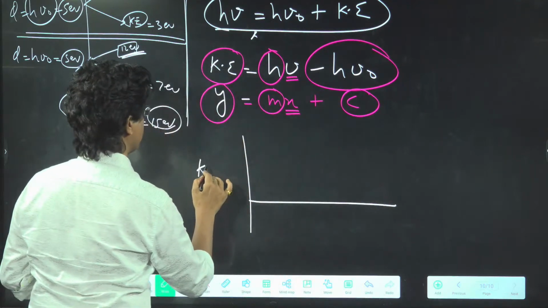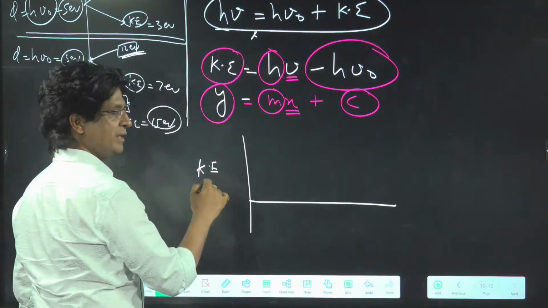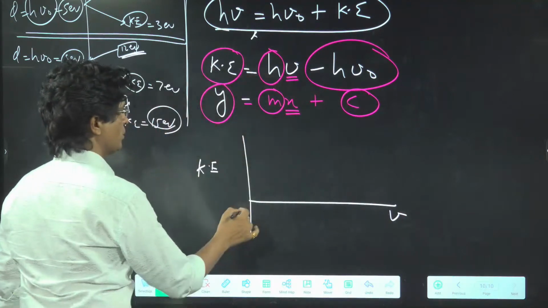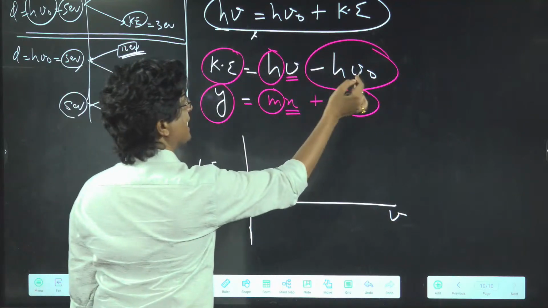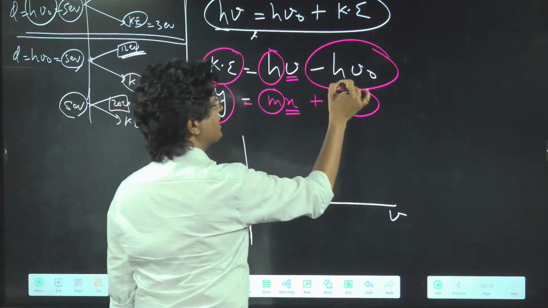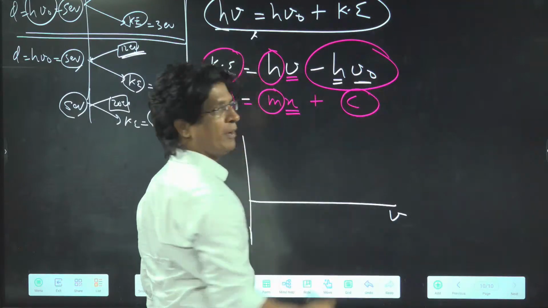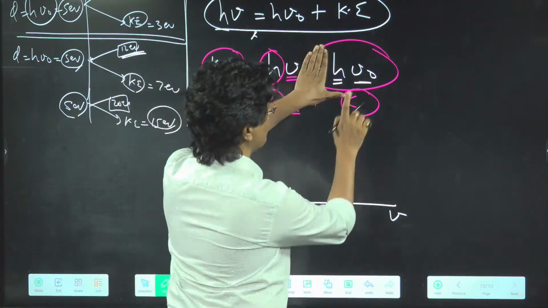So this is, say, kinetic energy on the y-axis. This is, say, frequency. So what will be the intercept? Minus of h nu naught. Since h is positive and nu naught is also positive, overall h nu naught will be positive always.